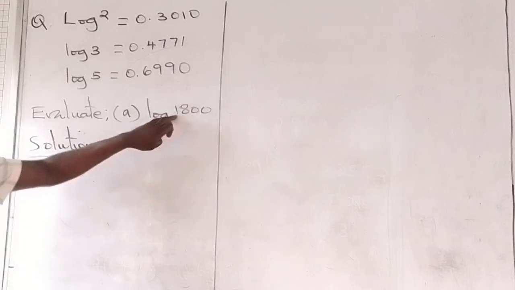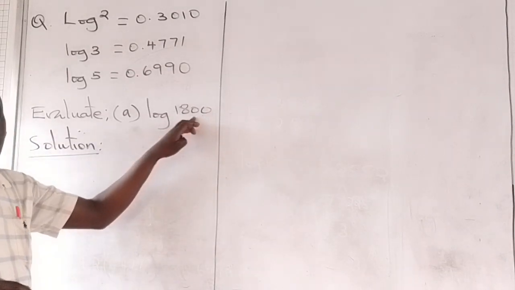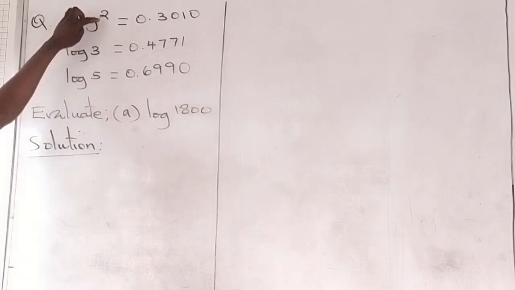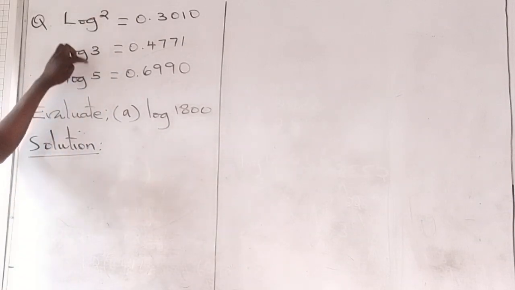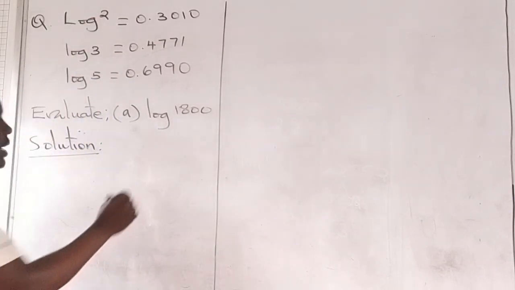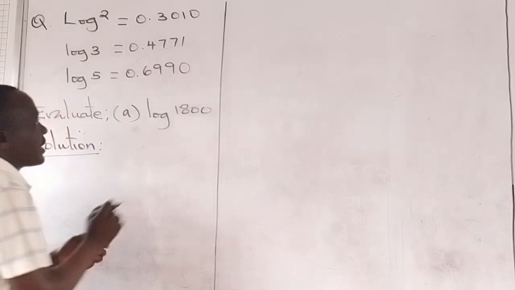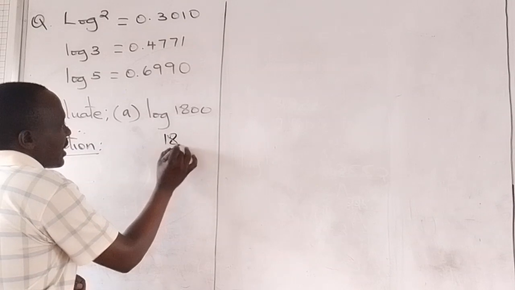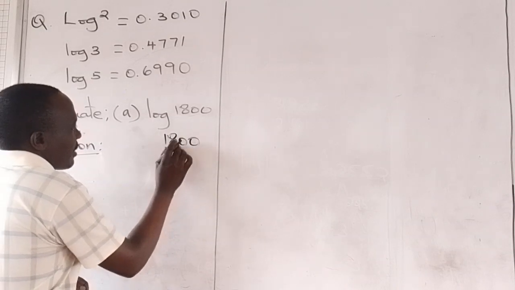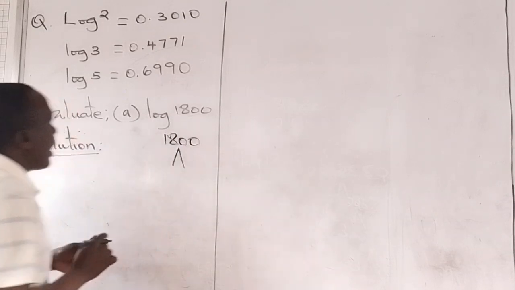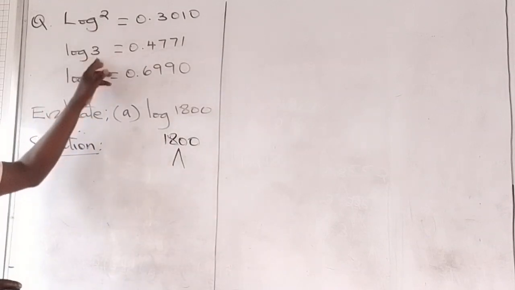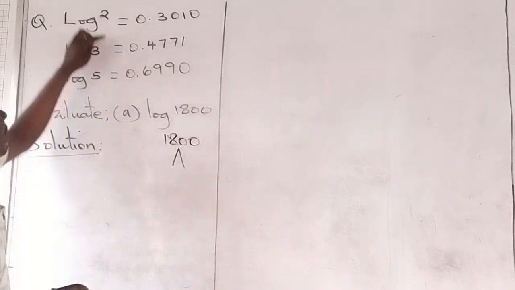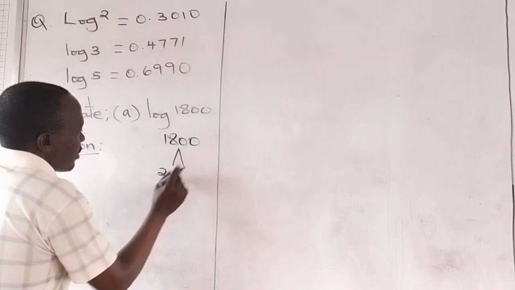To get the log of this number, that is 1800, we are going to express it in terms of 2, 3, and 5. And to express it in terms of 2, 3, 5, we are going to get the factors by using this method. Of the numbers given, we have 2, 3, 5. We are going to start with the smallest number, and that smallest number is 2. So we divide by 2.